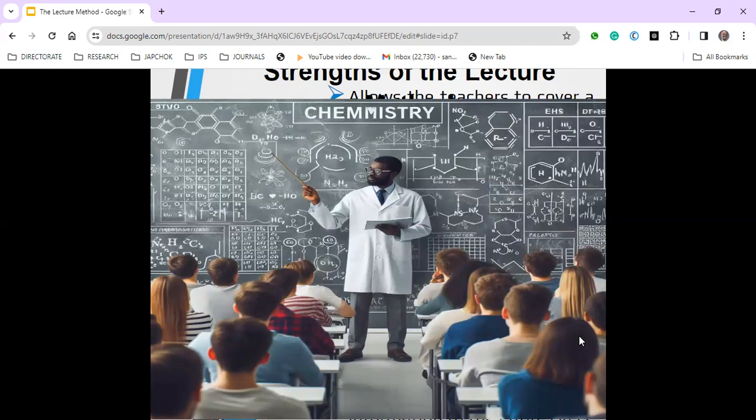Well, before that, still look at this diagram. You can see easily it depicts the strength. See the board, so much information within a short period of time.